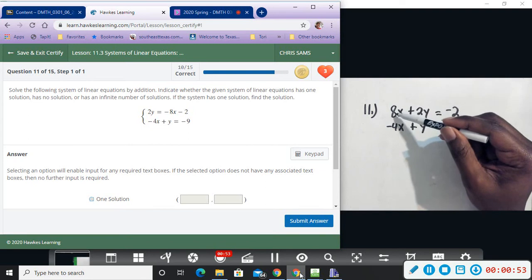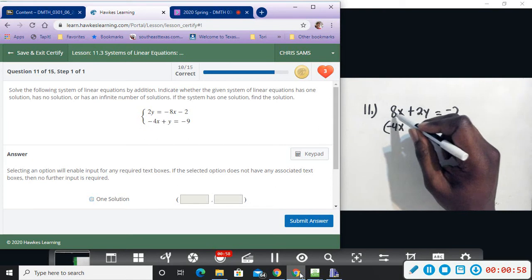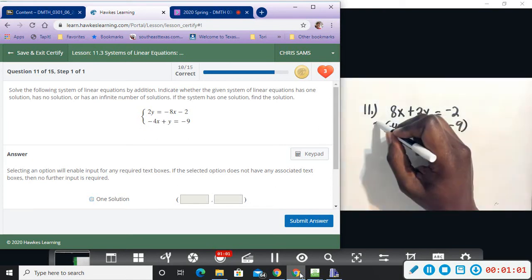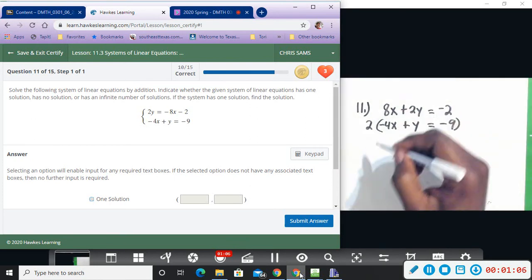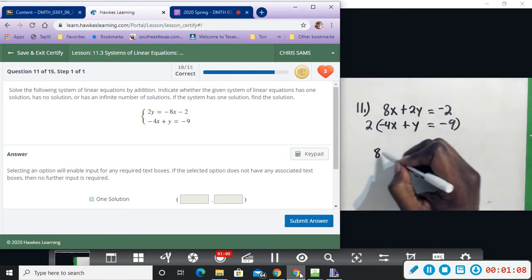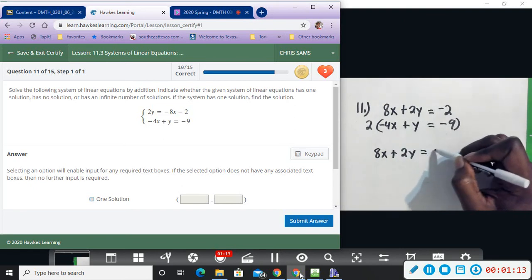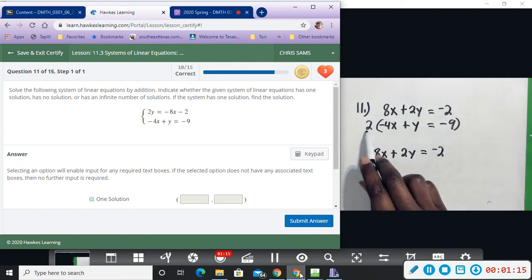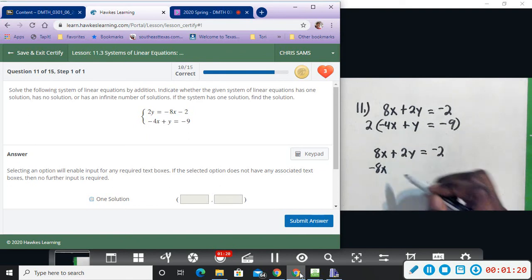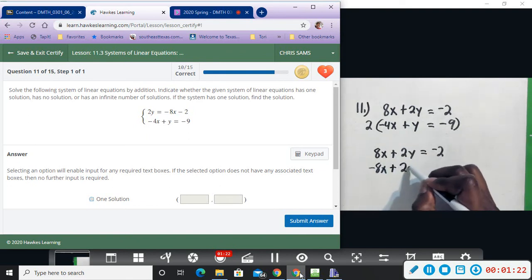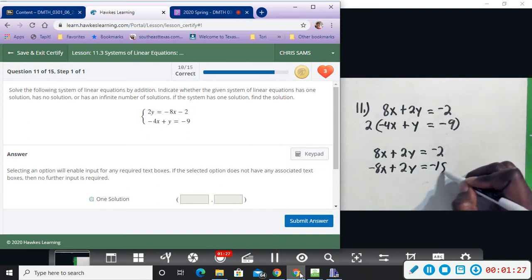Okay, x has opposite signs already, so all I need to do is multiply by 2 so that this 4 will be an 8. And then I'm going to multiply this one by 2, and we'll come up with two new equations and we'll solve it. So I'm just going to bring this first one right back down. 8x plus 2y equals negative 2, and then multiply by 2 will give us a negative 8x. Multiply by 2, positive 2y, and then multiply by 2 will give us a negative 18.